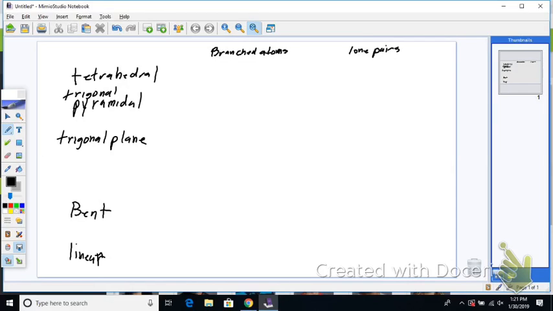Okay? So tetrahedral, how many branched atoms? 4. Okay? How many lone pairs? 0. Okay, so every time you get 4 branched atoms, you're pretty much going to have 0 lone pairs, and that's always going to be tetrahedral. All right? So this structure's tetrahedral, and I'm going to go ahead and draw this out.